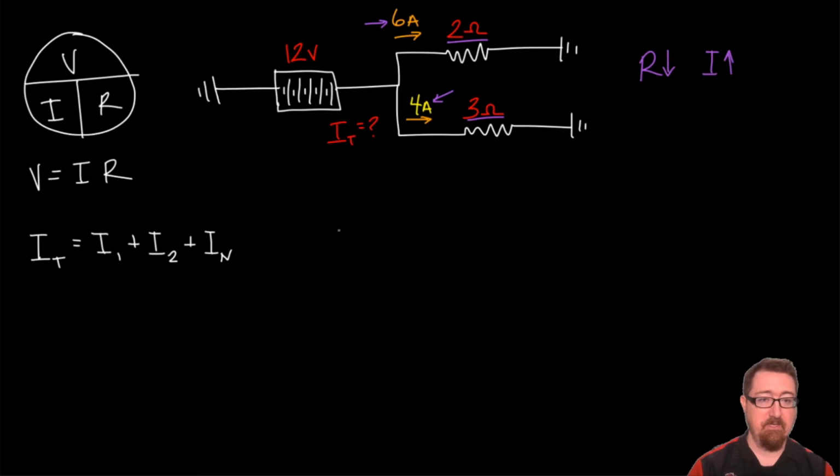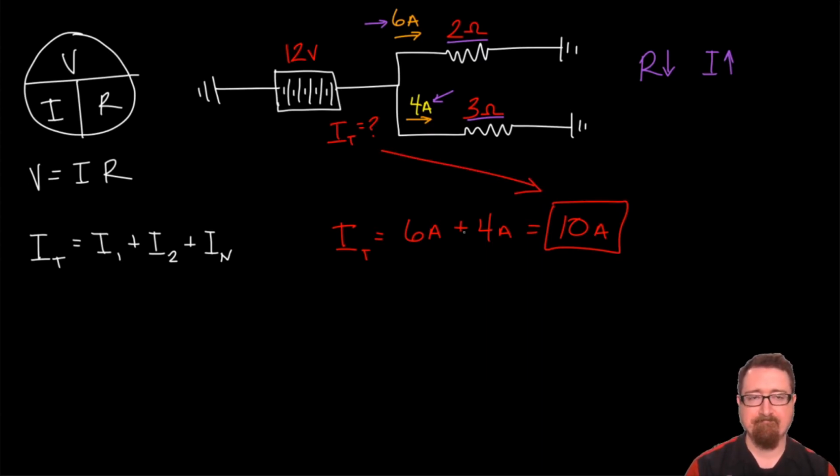So we have total current equals 6 amps, because that's my current in branch 1, plus the current in branch 2, which is 4. So then I'm going to get 10 amps total. And that would end up being that answer. So pretty straightforward in that regard.